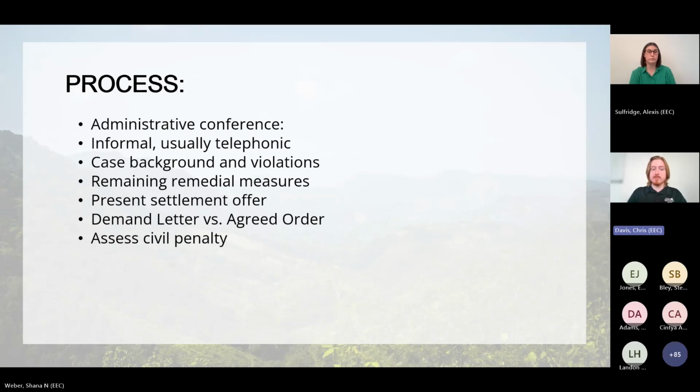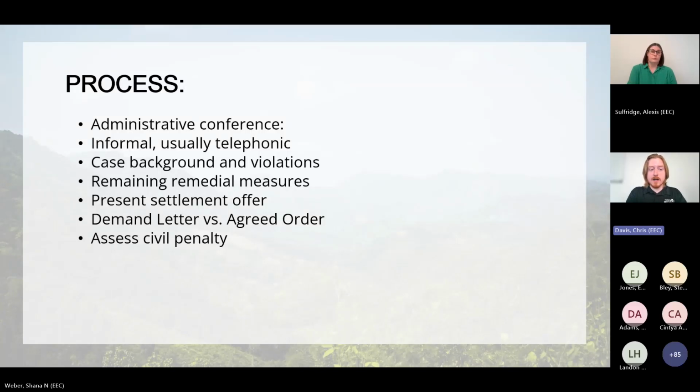A demand letter is a very simple letter for when things can easily be resolved. Remedial measures can be done within 30 days and whatnot. An agreed order is a legally binding document between both parties, and that's for most of the time long-term monitoring, such as if projects need to be done, or they're going to take a bid, or funding, or what have you. Anything like that takes a bit longer, we'll go with agreed order routes.